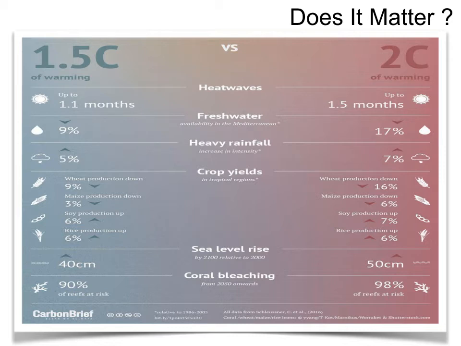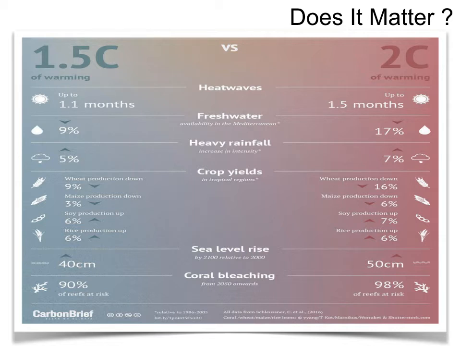The sea level rise: a 50 centimeter increase at 2 degrees, and 40 centimeters at 1.5 degrees. And coral bleaching: the coral reefs are bleaching, 98% bleaching will take place at 2 degrees, and 90% at 1.5 degrees. So you can see just 1.5 is some marginal increase that we may be able to sustain. 2 is very high. So that's the reason why we want to ensure that it should not increase.